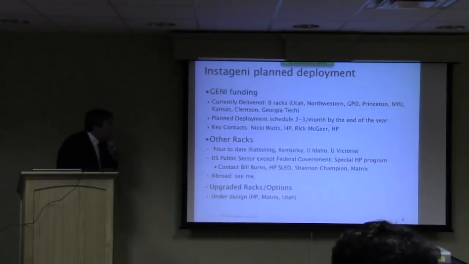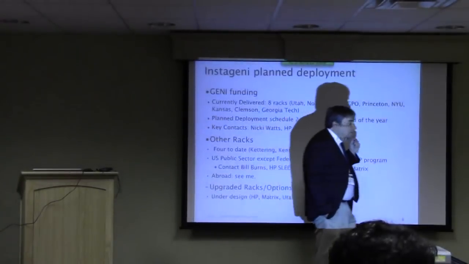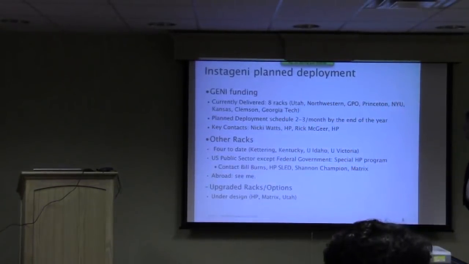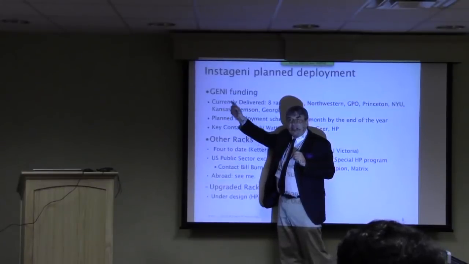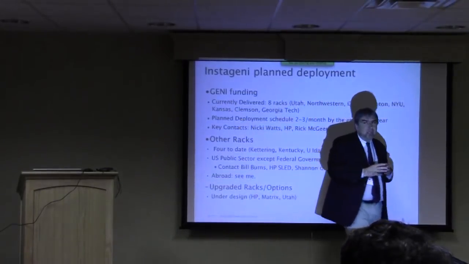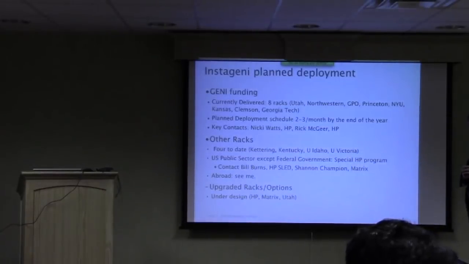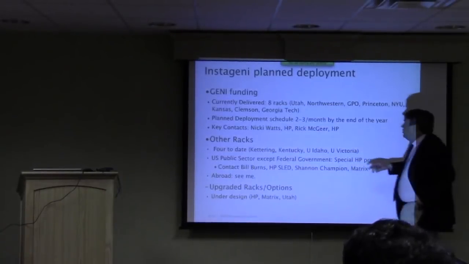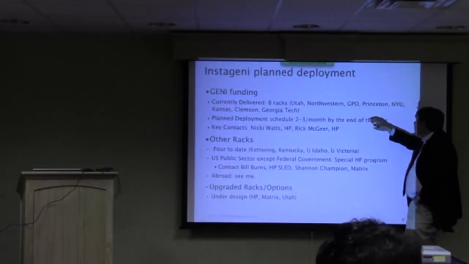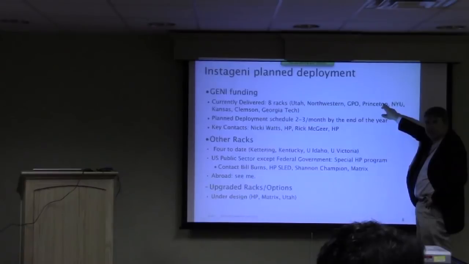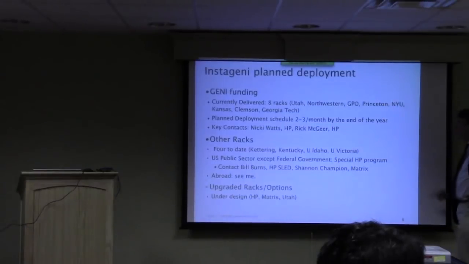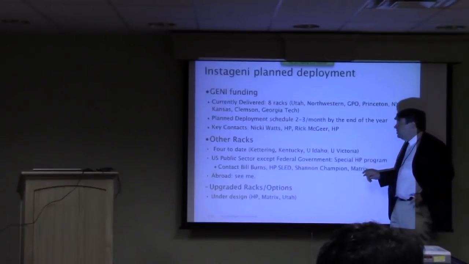We have currently delivered 8 racks: Utah, Northwestern, the GPO, Princeton, NYU, Kansas, Clemson, and Georgia Tech. And I think of these 8 racks, if I'm not mistaken, all except for Kansas, which just arrived, are actually online and going through shakedown. A number of these, Utah, Northwestern, GPO and Princeton, are operational as of today. We used Northwestern for a demo this morning, and Rob used Utah for his tutorials.